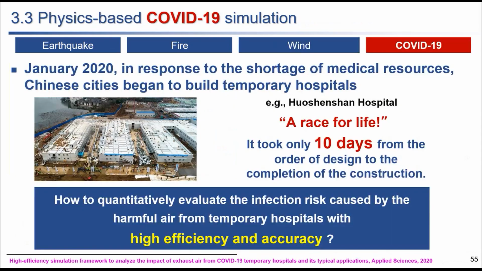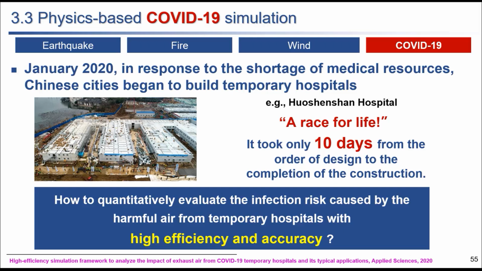And we can not only use it for wind, we can use it for some new hazards like COVID. So in January 2020, maybe you have a memory of the breakout of COVID, China began to build some temporary hospitals, and the entire construction time for this hospital is only 10 days. So in all those days, we don't have the time to predict the virus in the harmful air in this hospital.